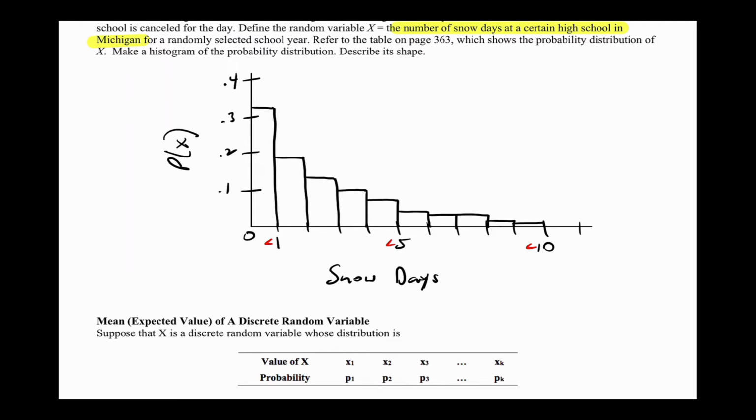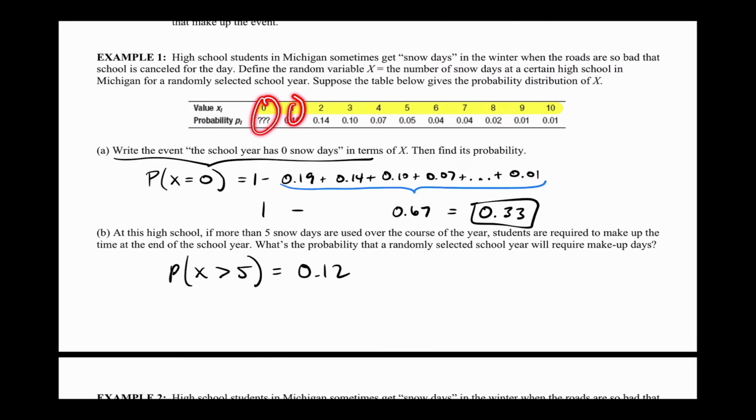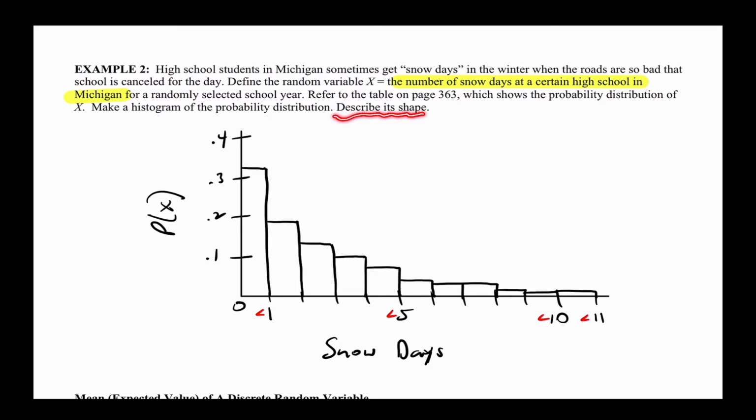So then I need another one, because this one goes from 10 to less than 11. Because I need 10 bars. Oh, wait, 11 bars: 1, 2, 3, 4, 5, 6, 7, 8, 9, 10, 11. I do have 11 of these values, so I need 11 bars. So there's my histogram.